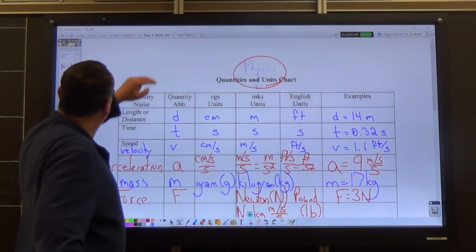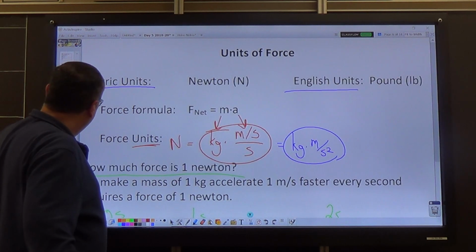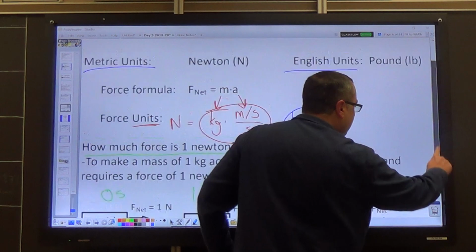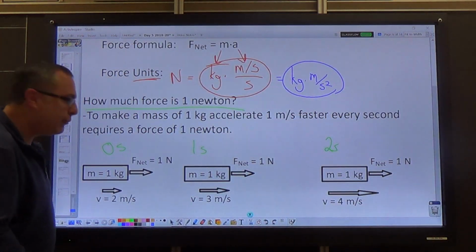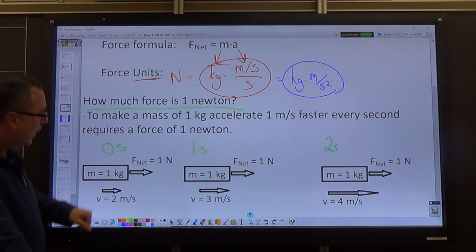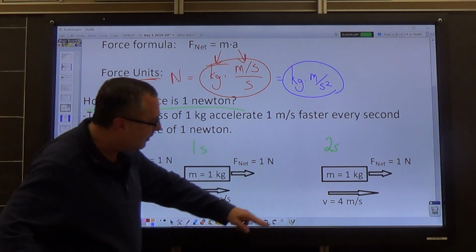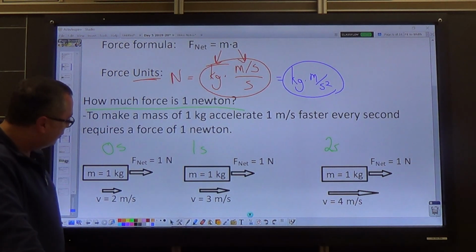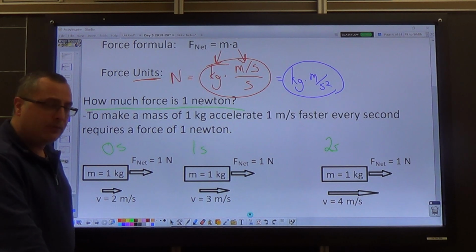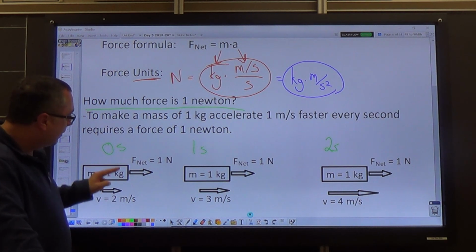As a matter of fact, if we go back to your notes from last class, we had this little illustration here showing that if you have 1 kilogram and you pull with a net force of 1 newton, then you see the speed goes from 2 meters per second to 3 meters per second to 4 meters per second. Each second you're gaining a meter per second of speed. That is the definition of a newton, how much force it takes for 1 kilogram to accelerate 1 meter per second faster each second.